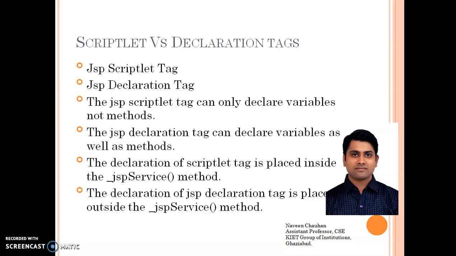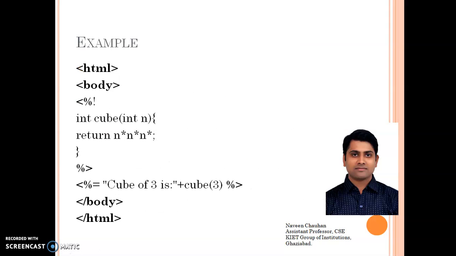So if I can create one algorithm or one very basic summation of the two numbers, with the help of the declaration tag, I can execute this particular method. And the JSP declaration tag can declare variable as well as the method. So that is a good point. While the scriptlet tag cannot declare the methods, it can only declare variables. The declaration tag is placed outside the JSP service method. So we already talked about it, so we don't need to recall and discuss it again, right? So that is a good part.